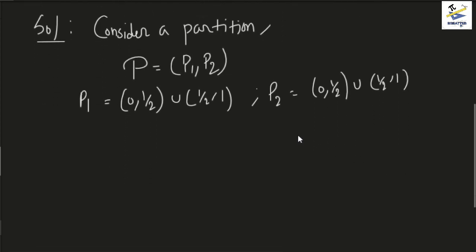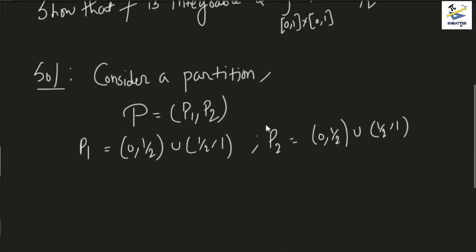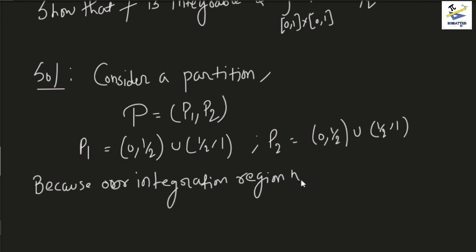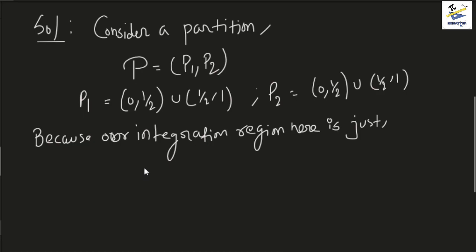The partition P is composed of two other partitions, P1 and P2. This is because the domain is [0,1] cross [0,1], so our integration region A equals [0,1] squared, which is a subset of R squared. That is why we need two such partitions, and using them we can proceed as follows.